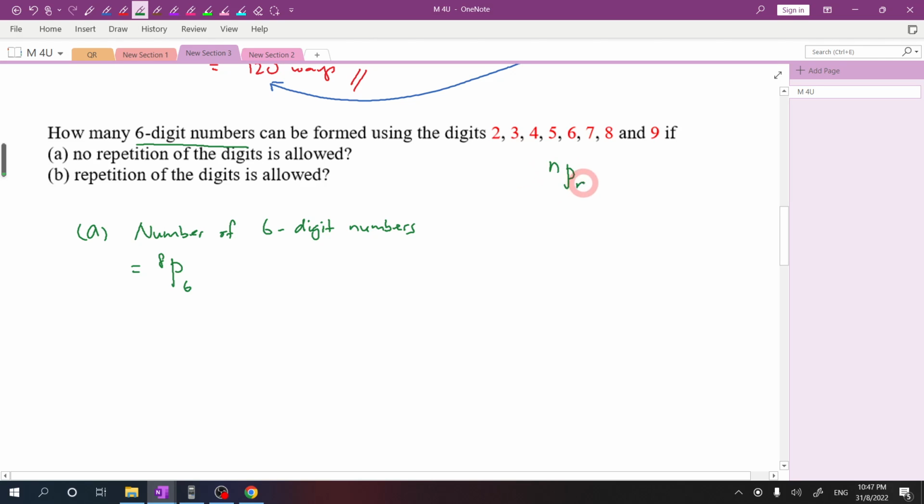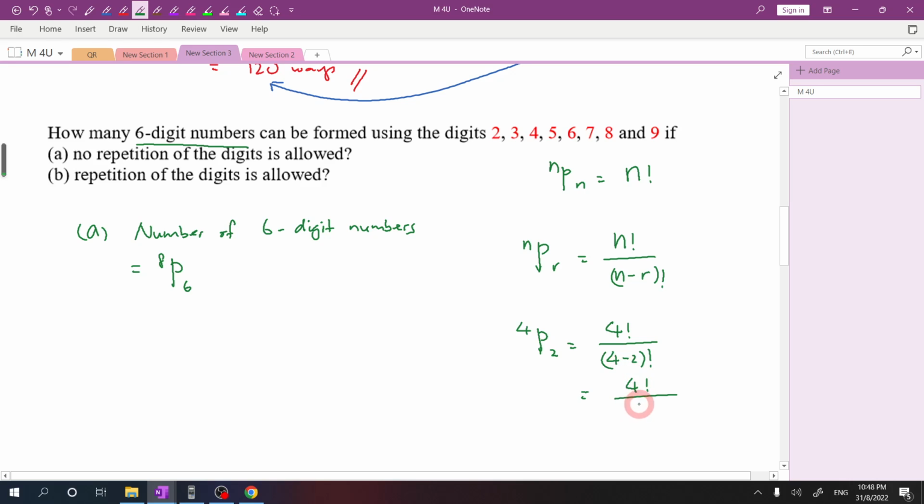Just now I told you that nPn is actually equal to n factorial, right? So how about nPr? This will be equal to n factorial divided by (n minus r) factorial. Let me give you some example. Let's say you have 4 letters, you only want 2 of them. It will be 4 factorial divided by (4 minus 2) factorial. So this will give you 4 factorial, and this will give you 2 factorial.